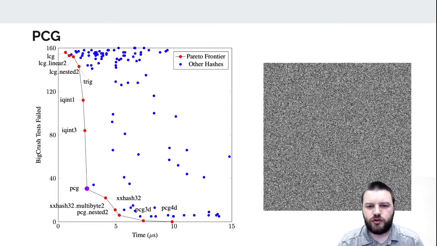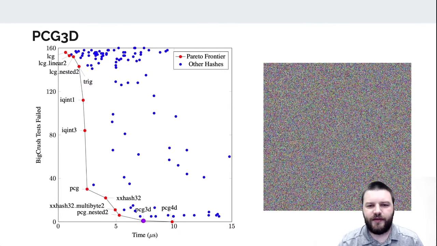O'Neill's permuted congruential generator, PCG, is an LCG with a permuted mixing stage. It has 1D input and output. While the resulting image looks random and is hard to visually detect any patterns, a deeper analysis with TestU01 shows that it failed several tests.